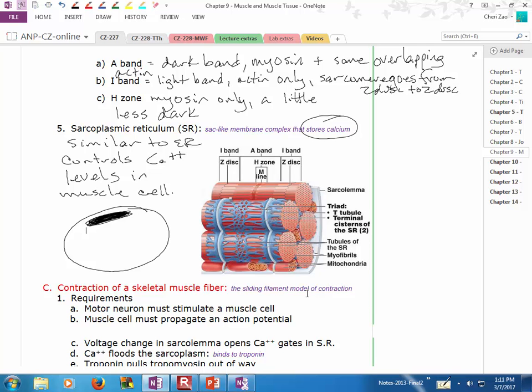Realize a Z disc is the middle of an I band, and so a sarcomere is from Z disc to Z disc. So it has partial I bands on either end, and in the middle an A band. And so this is all related to actin and myosin and how they overlap in these sarcomeres. And so this is part of the striated pattern that you actually see of skeletal muscle cells.